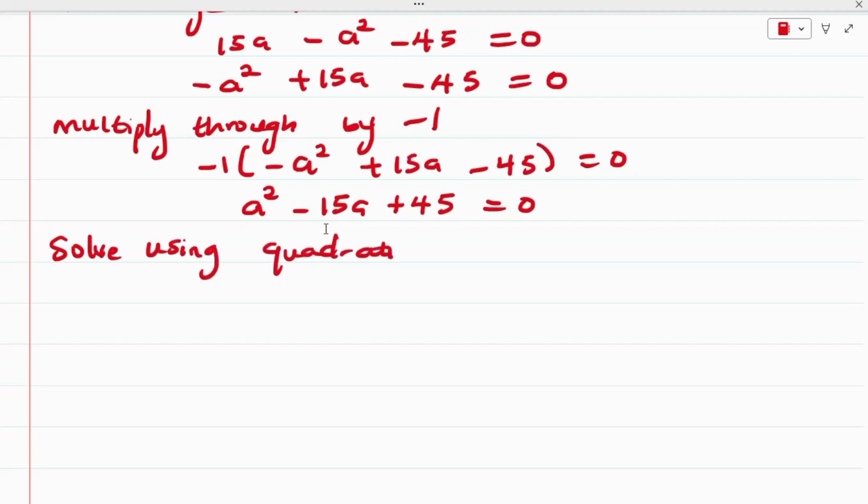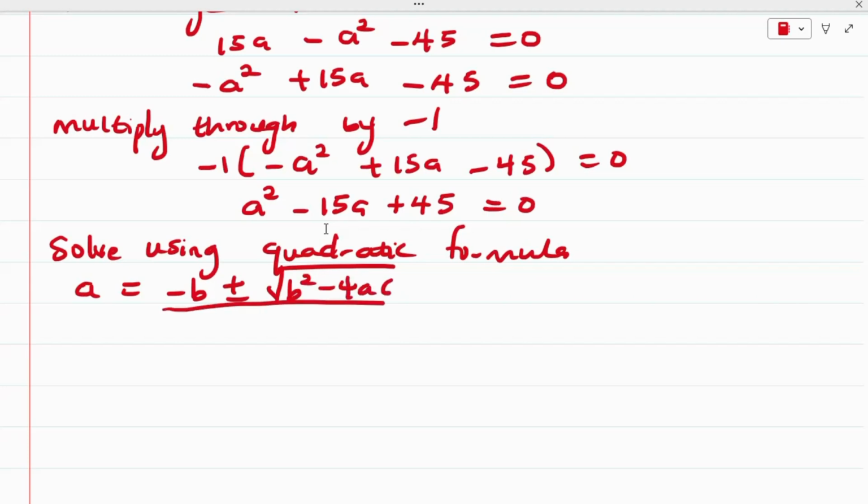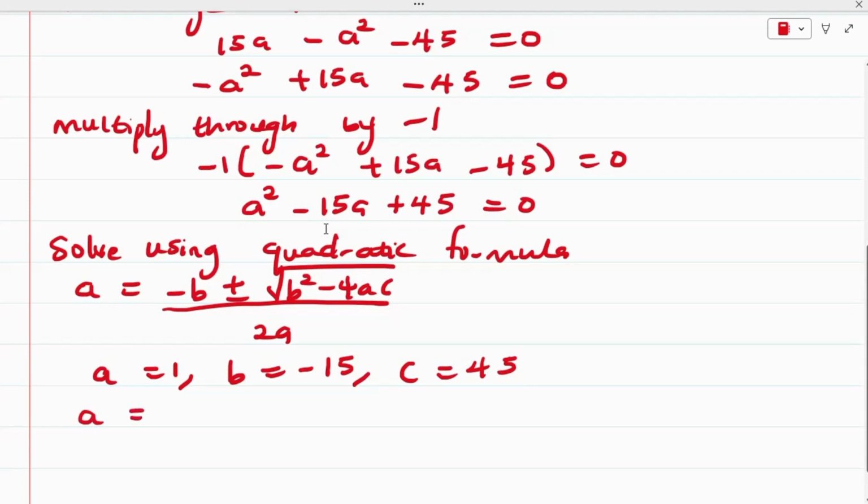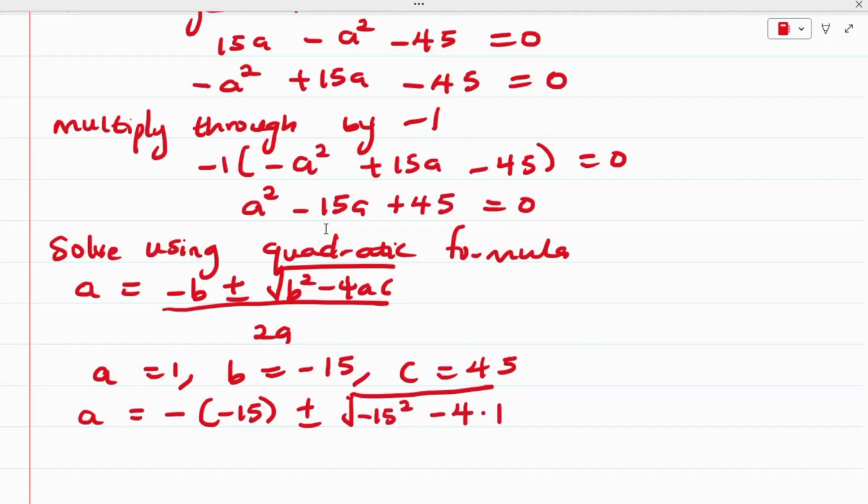So solve using the quadratic formula, and we have the quadratic formula to be a equals to minus b plus or minus the square root of b squared minus 4ac, all over 2a, whereby we have a to be equal to 1, b is equals to minus 15, and c is equals to 45. So from here we have that a is equals to minus into minus 15 plus or minus the square root of b squared, which is minus 15 squared, minus 4 multiply a, which is 1, multiply c, which is 45, all over 2a, which is 2 multiply 1.